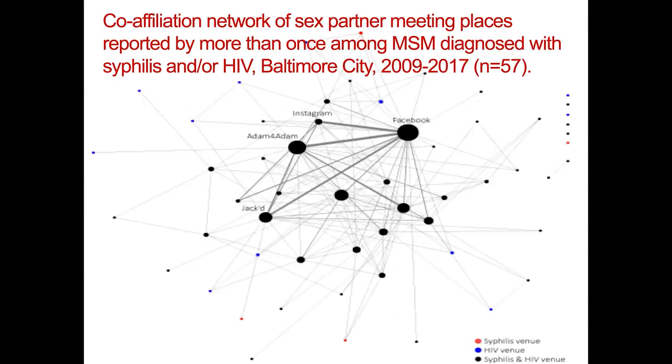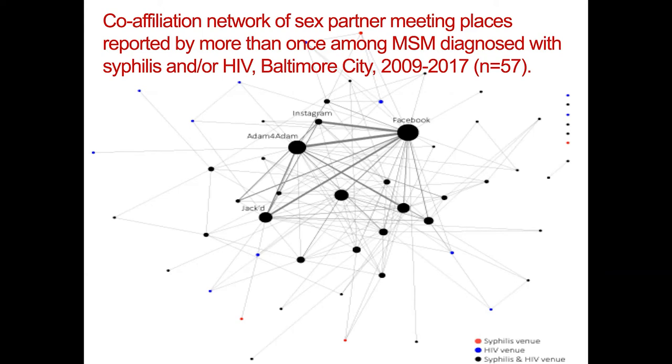And here what you see, so a similar diagram, but now we've gone to the place where we're just mapping the venues and we're showing the connectivity among the venues. And here again, we're looking at MSM who have been diagnosed with syphilis and or HIV. Here again, the size of the node represents degree centrality. And of the 57 unique venues, 86% were connected in one main network component.